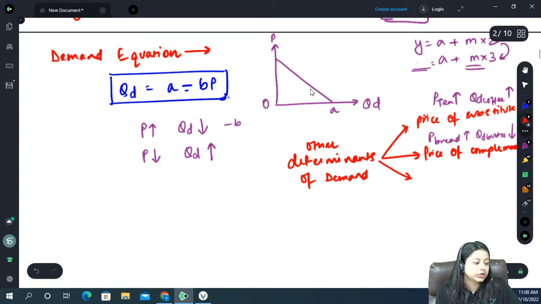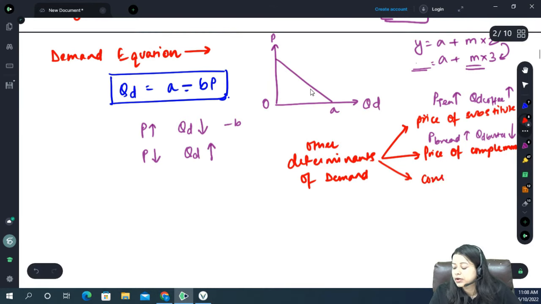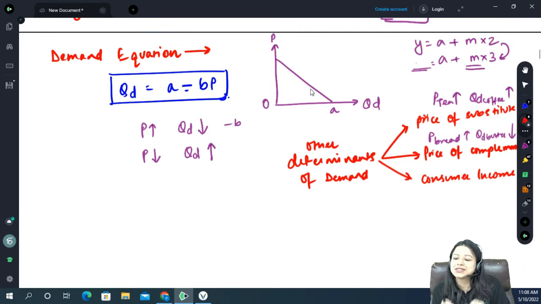Next. What are the other determinants? The very, very important difference between me and Mukesh Ambani: my income. Consumer income. If my income is decreasing or increasing, then my quantity demanded will change, if other things are constant. If my income is changing, my quantity demanded will change.